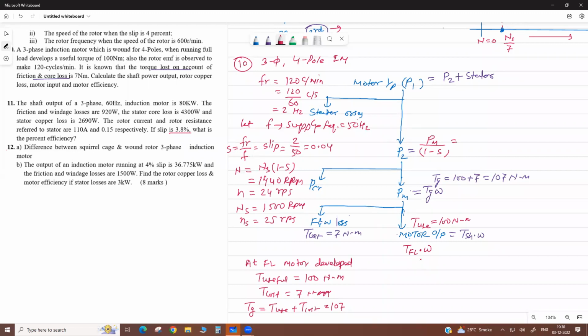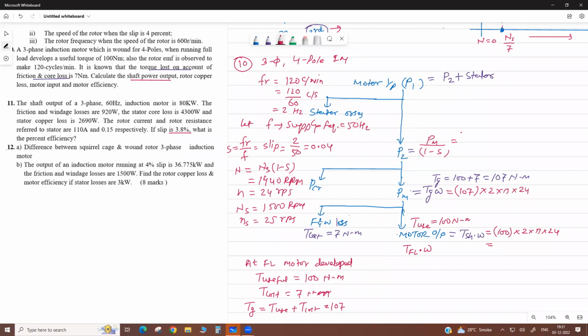Now, my dear, we can calculate. He asked what is the shaft power output, meaning the motor output shaft power. It comes from your useful torque, 100 Newton meter, into 2 pi n, that is 2 into pi into n. N is 24. Please write all this. Now mechanical power we can also calculate. Gross torque we take 107 into 2 into pi into again 24.